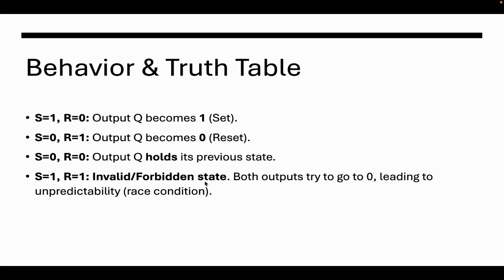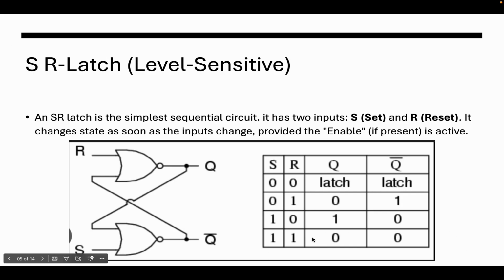And 1 1 is an invalid or forbidden state. So here we get the race condition. You need to remember, in a few of the interviews they'll ask what is the race condition. When both the outputs try to go to 0, leading to unpredictability. See, this is the case. This is called a race condition.